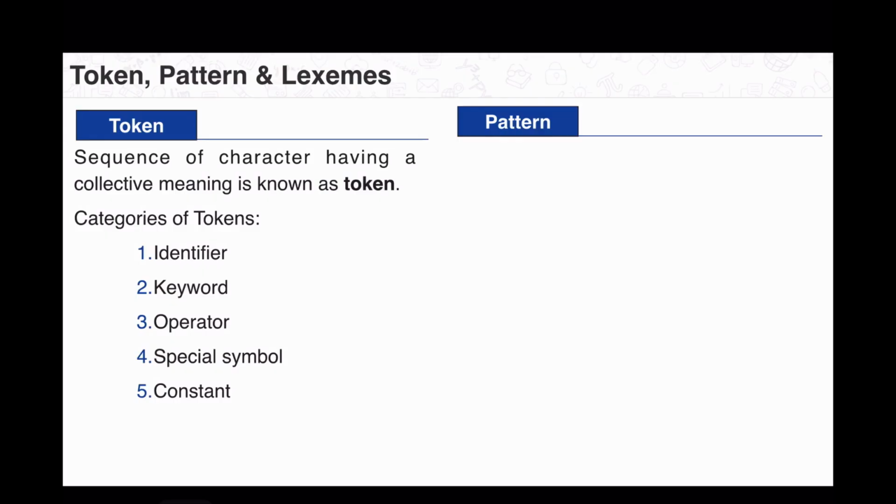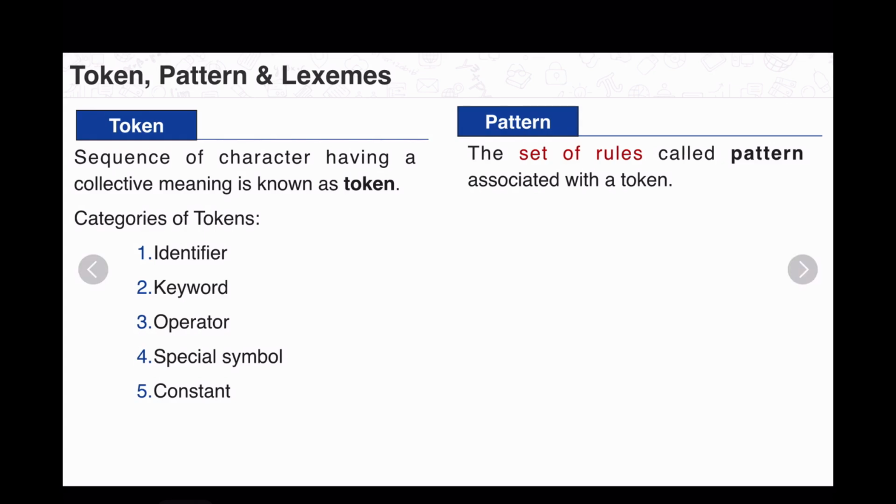Then followed by the pattern. How do you write an identifier or variable? We need to follow certain patterns or rules. A pattern is a set of rules associated with a token.